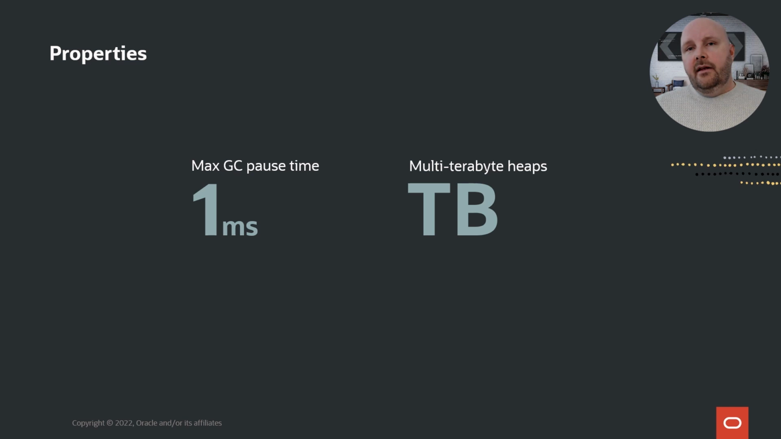When we're talking about scalability, we're referring to heap sizes. So ZGC can handle heaps ranging from very small, like a few hundred megabytes, to very large, like multi-terabytes. And the important thing to know here is that it can handle these multi-terabyte heaps while maintaining the sub-millisecond max pause times.